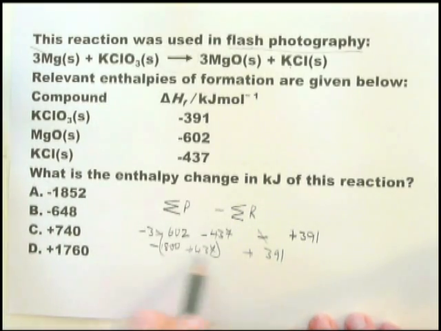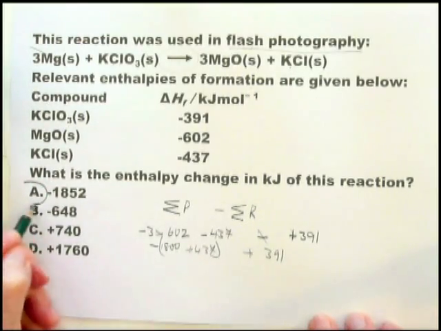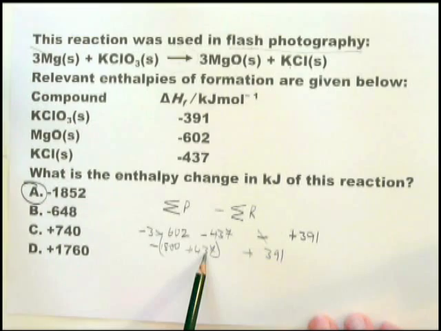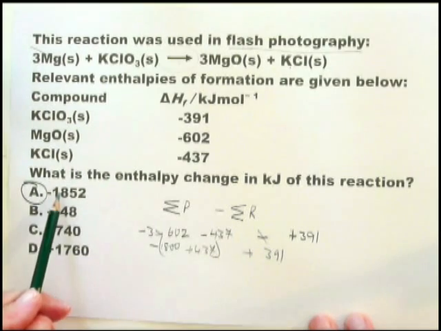So a minus times a minus makes a plus, and this is minus 1800 plus 437, approximately, plus 391. And you can see it's minus something like 1800 or so. So immediately you go to that one. You don't even have to calculate the exact number there, because it can only be that one. It can't be this one.